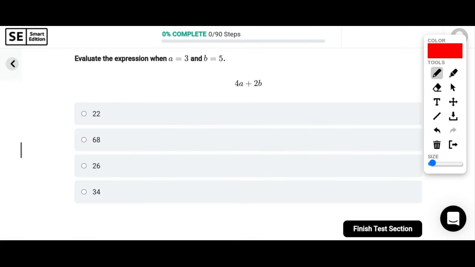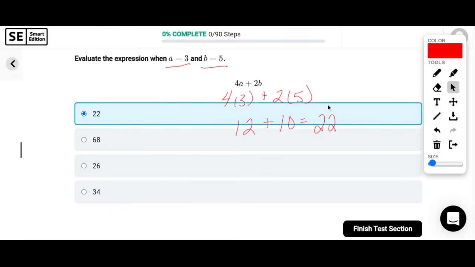So final question, we're going to evaluate the expression when A equals 3 and B equals 5. We have 4A plus 2B. So we're going to plug in 3 for A, so 4 times 3, and 5 for B, so 2 times 5. 4 times 3 is 12. 2 times 5 is 10. Go ahead and put those together. 12 plus 10 gives me 22 as my final answer.